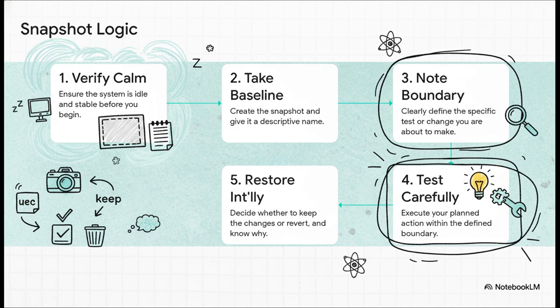Step 2. Take baseline. Create your snapshot and please give it a clear descriptive name. Your future self will thank you. Step 3. Note the boundary. Be specific. Write down exactly what you plan to do. Step 4. Test carefully. Execute only that one planned action. And finally, step 5. Restore intentionally. This is huge. It means you make a conscious choice to either keep the changes or roll back, and you know exactly why you're doing it.